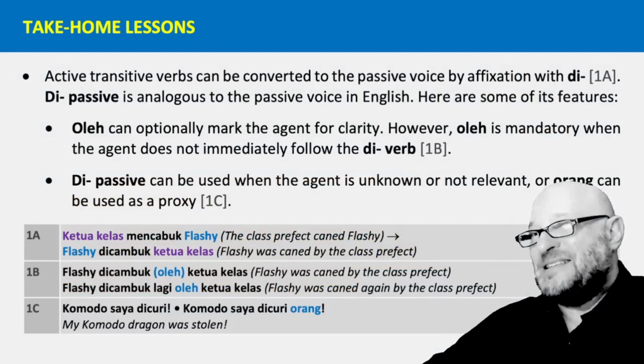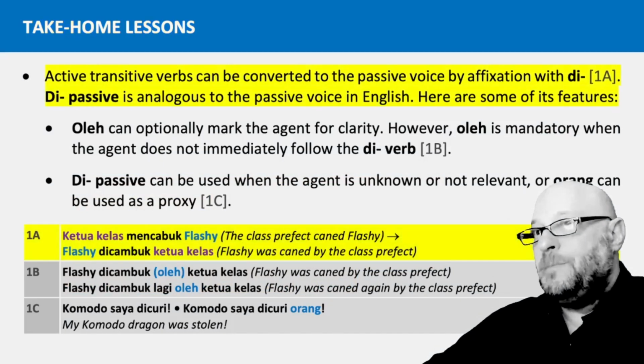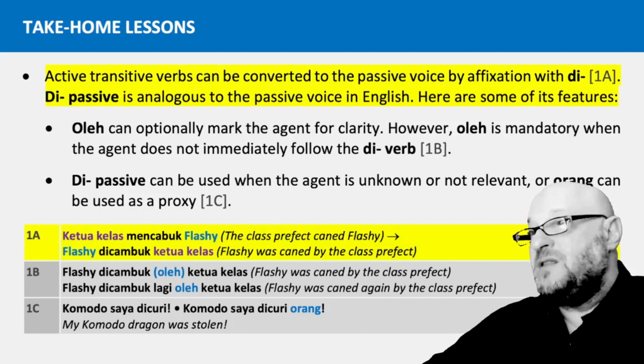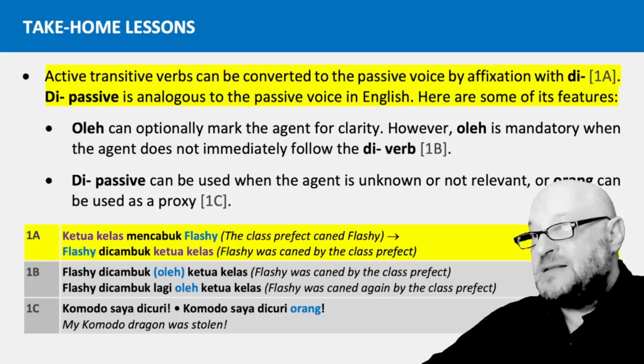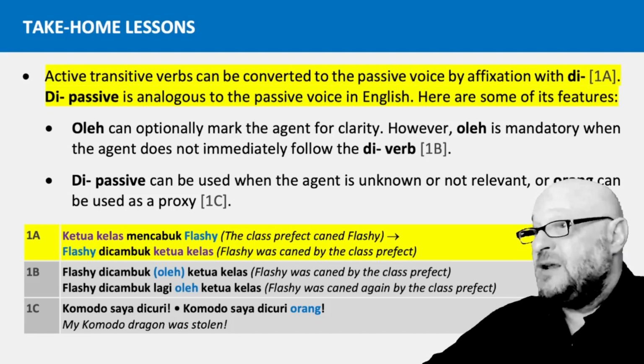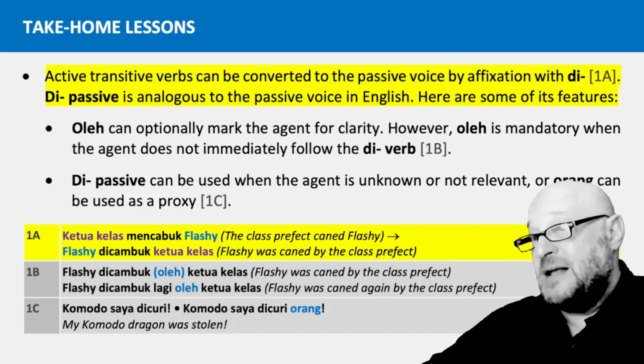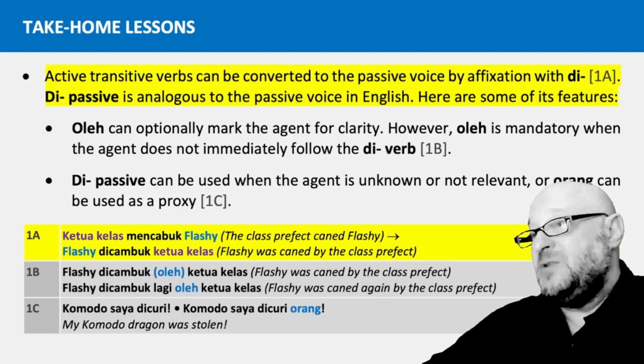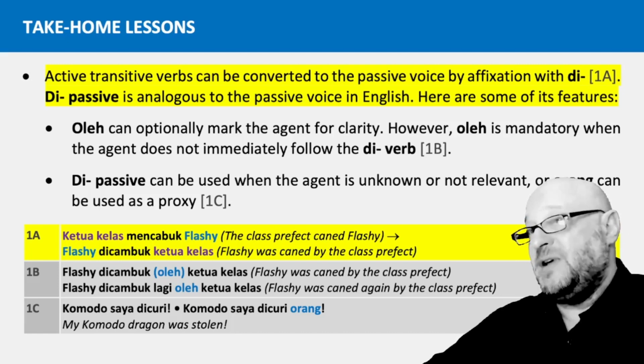Take-home lessons. Active transitive verbs can be converted to the passive voice by affixation with di-. Example 1a, ketua kelas mencabut Flashy. The class prefect caned Flashy, the active sentence, can be converted to the passive sentence as Flashy dicabut ketua kelas. Flashy was caned by the class prefect.